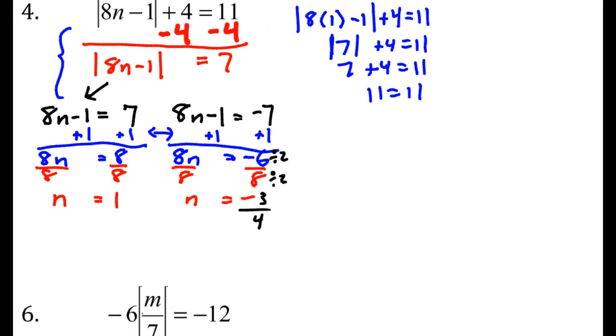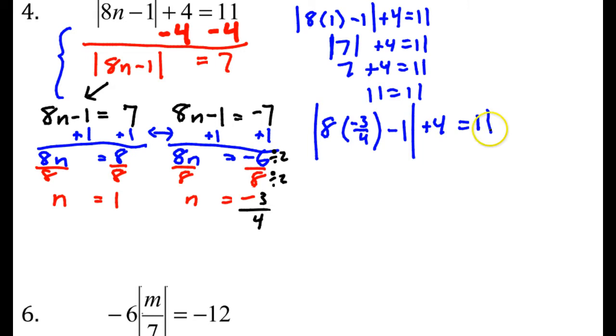Okay, let's do the second one. Negative 3/4. Okay, so 8 times negative 3/4 minus 1, absolute value, plus 4, does that equal 11?